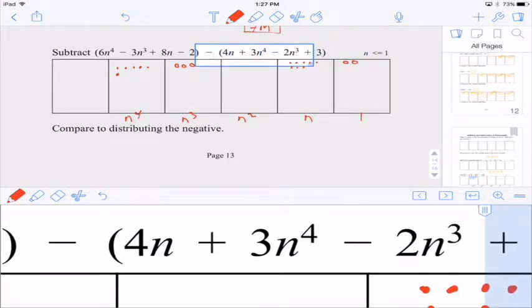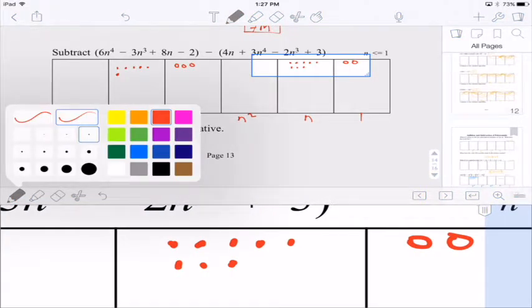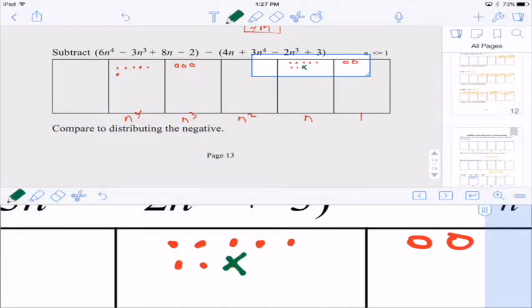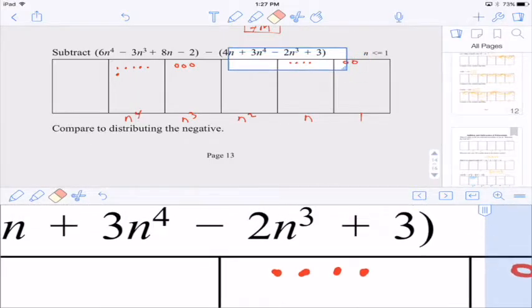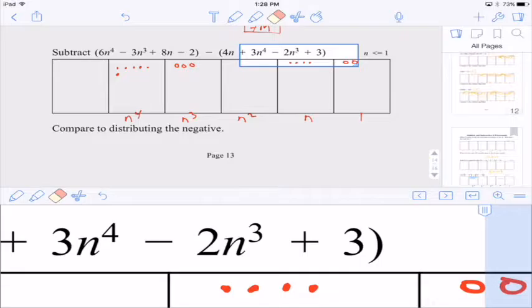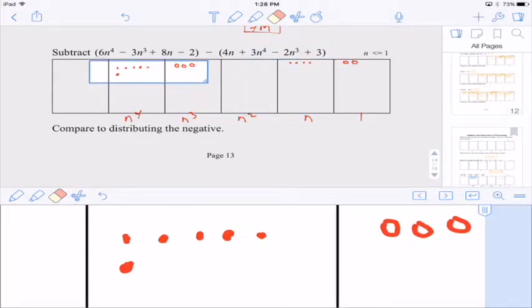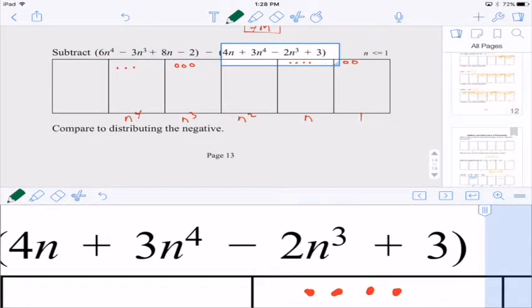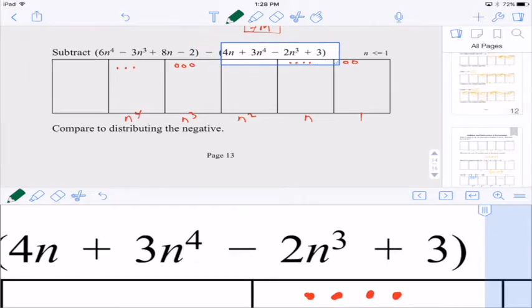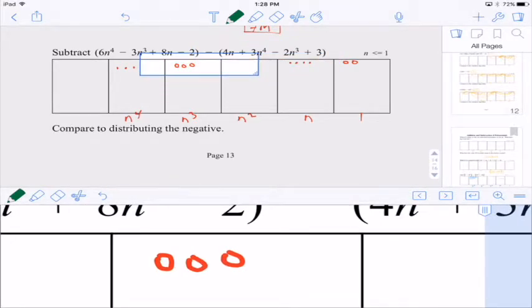I want to take away 4n. Well, I can do that right away. Let's do green. Take away 1, 2, 3, 4. And so now I'm going to erase, because now I have 4 left over. I need to take away 3 n to the fourth. So 1, 2, 3. Now I'm going to erase. You don't have to erase. I think the x's are perfectly fine. It just helps me count them up in the end. I want to take away negative 2n cubed. So I want to take away the negatives, but only 2 of them.